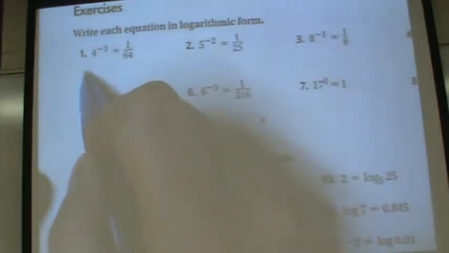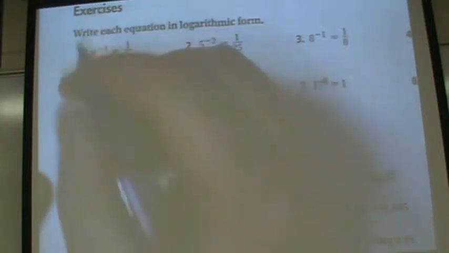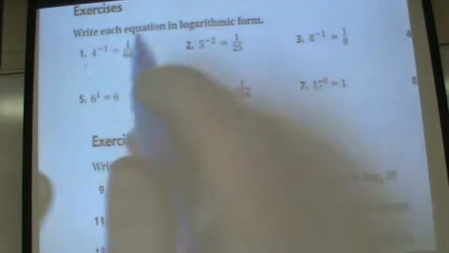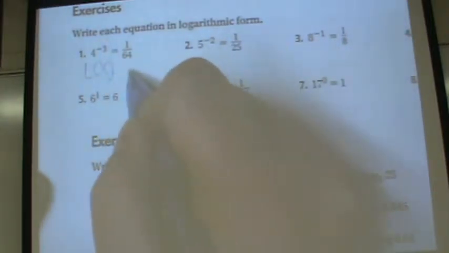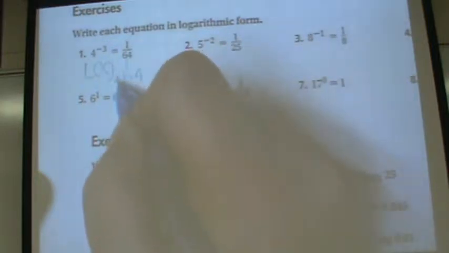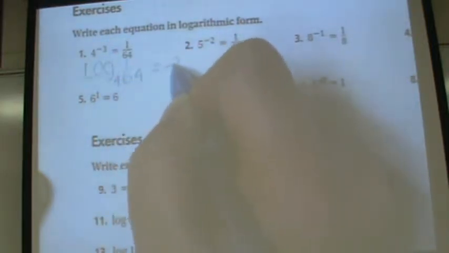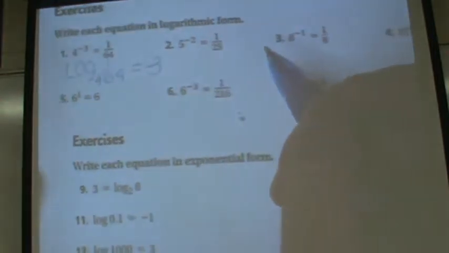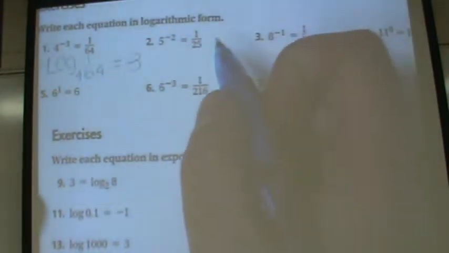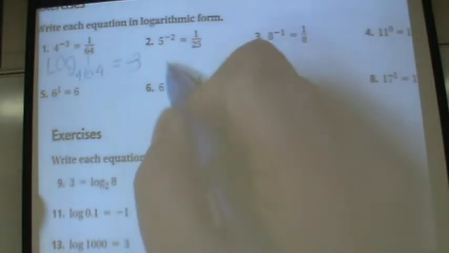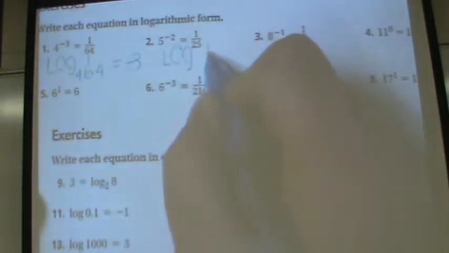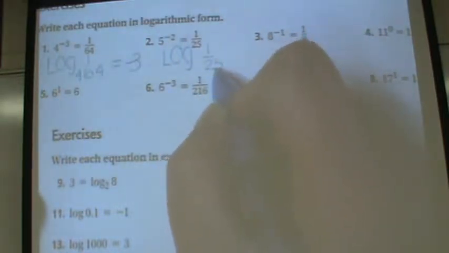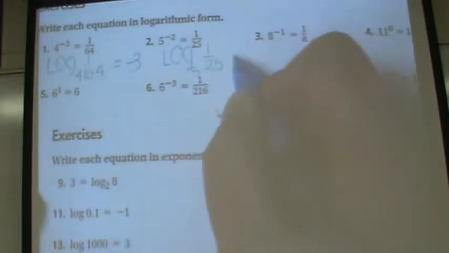Okay, number 1, log 1/64 base 4 equals -3. And all we're doing is converting from exponential to logarithmic form. Number 2, log 1/25 base 5 equals -2.